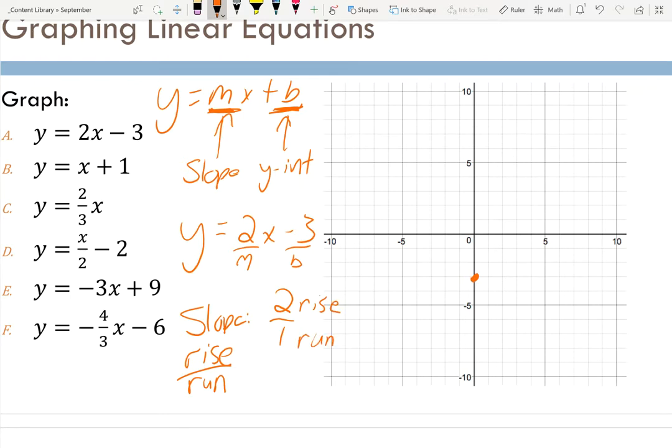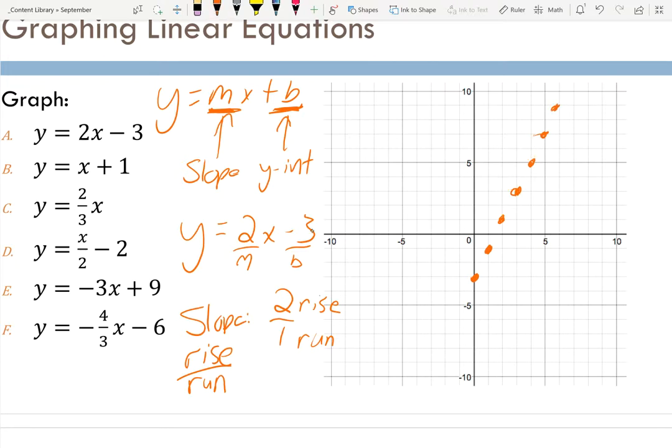So this is moving up 2, rising 2. So we would go up 1, 2, and then we would run 1, and we're running to the right. So we're going 1 to the right. So right here is where our next point would be. It's up 2 and then over 1. So I continue to follow those directions from point to point. From that point, I would go up 2 and over 1 again, and I would have a point here. And I would just keep that pattern going, up 2 over 1, and so on and so forth.